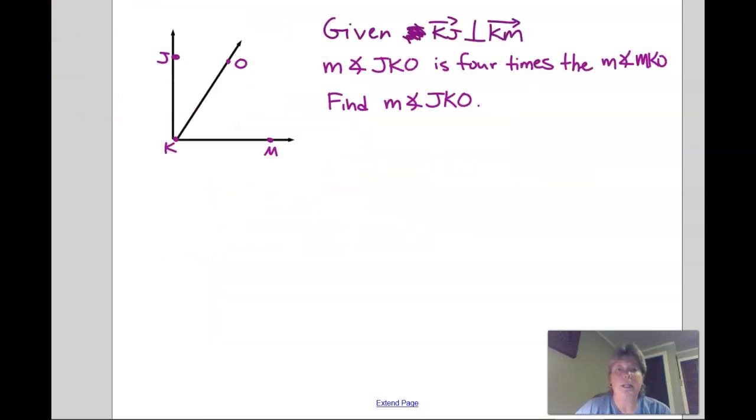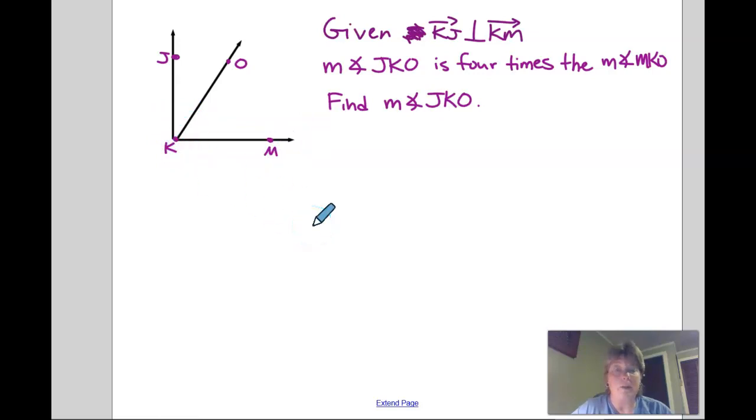All right, so let's take a look at an example. So here's your list of givens. Given just means this is information. You just have to accept that it's true. So even if the picture doesn't look like it's true, if it says it's true, then it's true. So here we're given that ray KJ is perpendicular to ray KM. So that means that this angle right here is a right angle.